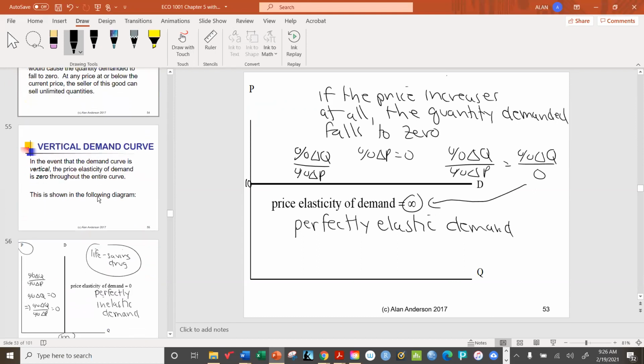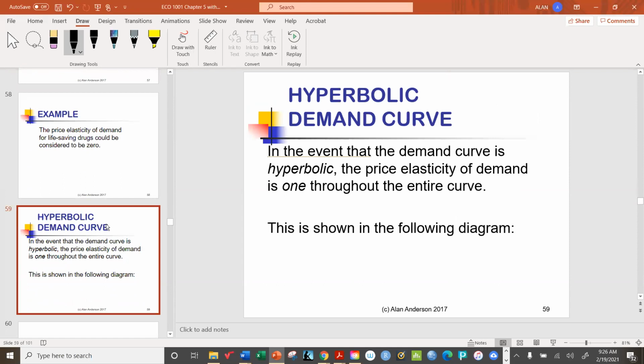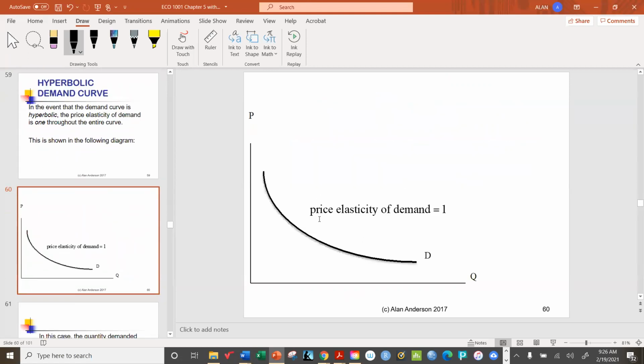Now, also here, I've included the special case, which I forgot to mention, called the hyperbolic demand curve, that would be the one where the elasticity is 1 throughout the entire curve. And that's because it's a hyperbola, which I mentioned before. Hyperbolic is an adjective that means it's a hyperbola. And so it looks like that. Everywhere along that curve, the price elasticity is exactly 1.